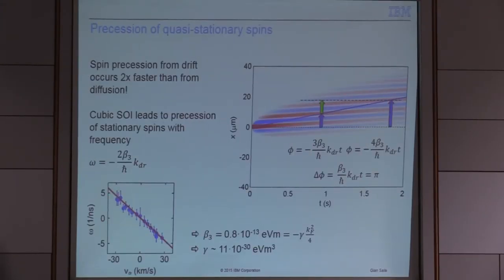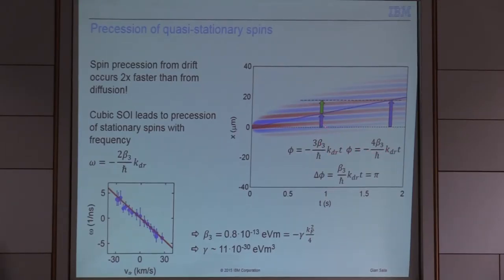Okay, so it should be clear that this leads to such a phase. Let me just be specific. If you have an electron that is just drifted, let's say at a certain time t, it arrives here, then the phase of the spin due to cubic spin orbit interaction is proportional to 4 times beta 3, so a factor of 2 times 2 beta 3.